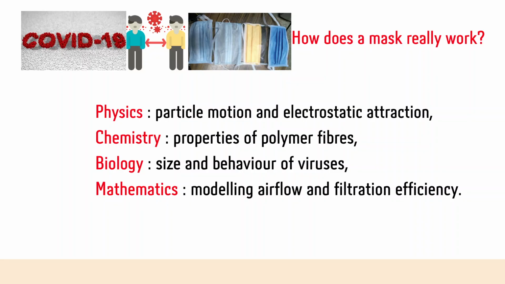Physics helps explain what happens next. Air does not move through a mask in a perfectly straight line. Instead, it twists and flows around a maze of fibers. Larger droplets crash into fibers and get trapped. Chemistry explains why masks are made from special materials such as polymer fibers. These fibers are lightweight, flexible, and can be arranged into dense layers without making breathing impossible.